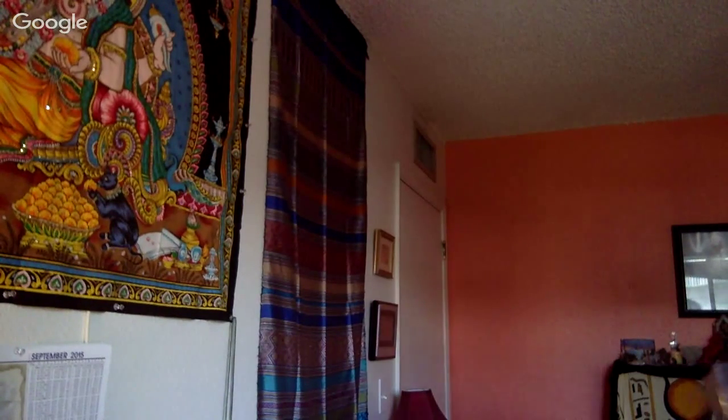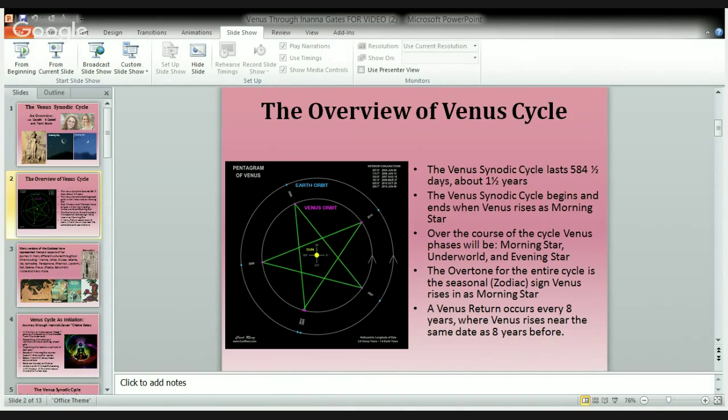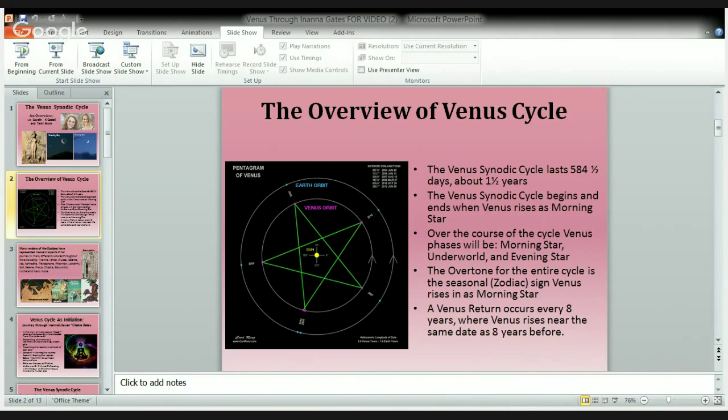Right. I'm sorry. You know what? The slides aren't shifting for me for some reason, so I don't know. I guess you're seeing maybe different slides. Oh, right now I have Venus cycle as initiation, journey through Inanna's 7 chakra gates. I'm not seeing that slide, so I'm actually going to just pull it up on my own computer. Okay. Oh, great! This is a fun thing of trying to figure out the technology.